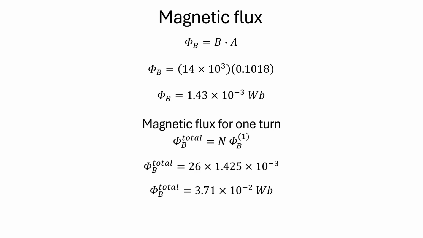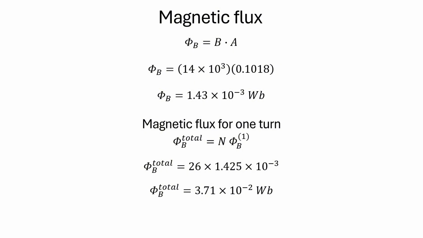Now I will calculate the magnetic flux. The magnetic flux equation is phi sub B equals vector B dot vector A. Since the area vector points in the k direction, only the k component of the magnetic field is used. So the magnetic flux becomes phi sub B equals B times A.